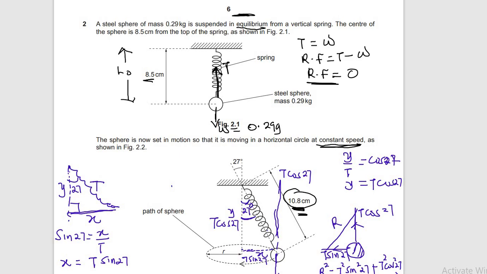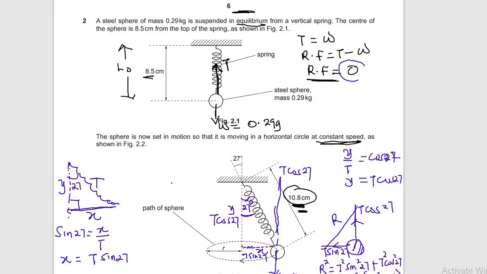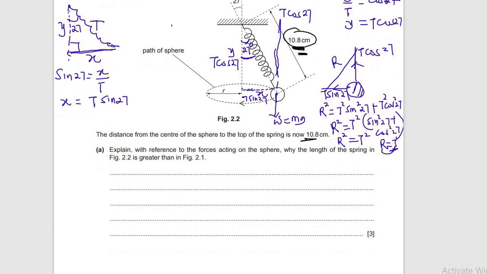Unlike the first one, the resultant force is 0. The first one, resultant force is 0. The second one, we have the value of resultant force. Which means that there's a resultant force in the new position. That's the reason why it moved towards the right, and that's the reason why there is an extension.